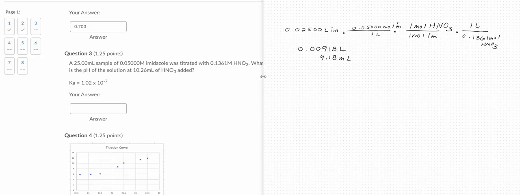So what is the pH going to be dependent on? The pH is going to be dependent on the excess acid. So imidazole plus acid reacts to form protonated imidazole and nitrate. So we have used up all of our imidazole and we have extra nitric acid. How much extra nitric acid do we have? Well, 10.26 milliliters minus 9.18 milliliters.